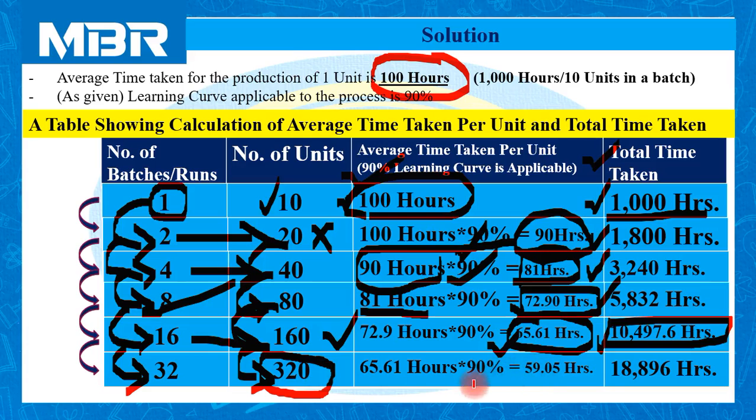Average time taken will be 90% of 65.61 hours that we have achieved in earlier batch. So it is 59.05 hours. 59.05 hours per unit multiplied by 320 units, resulting into 18,896 hours in total.